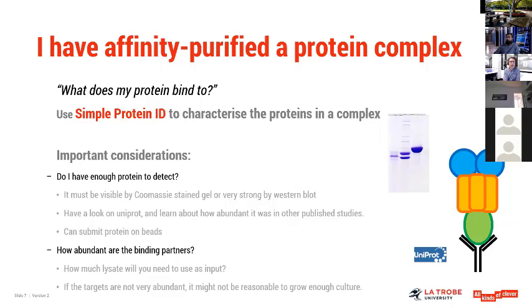And one other consideration for the complex is you can submit your protein on beads if you want to. So that first point was, do you have enough protein? And this comes down to the same sort of things again and again: do you have enough to detect in the mass spec? And how abundant are your binding partners? You might have enough of your initial complex partner, but the partners may be extremely rare and you might need to use quite a lot of input lysate to capture enough to detect. So you need to think about this whole abundance story.